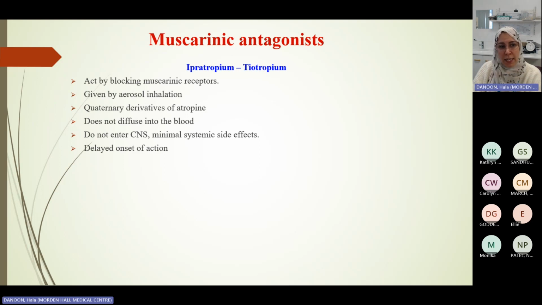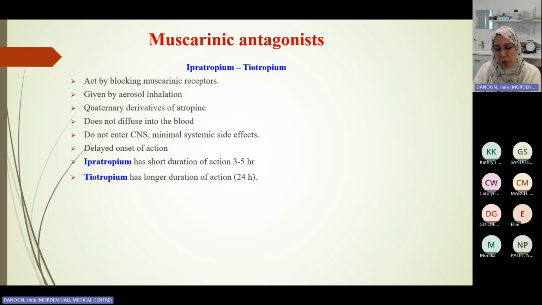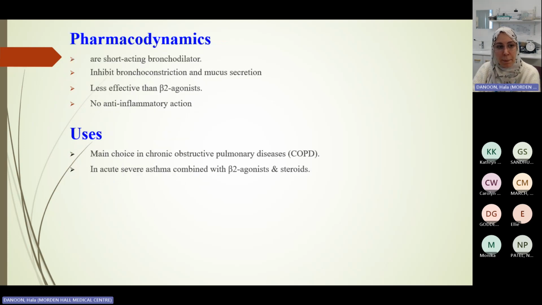They have a slight delay of onset of action, and the ipratropium, which is the Atrovent, only works between 3 to 5 hours. They still can be used as aerosol nebulizers, and sometimes they can be given through an IV. Tiotropium has a longer duration of 24 hours, and that's why we use it once a day.